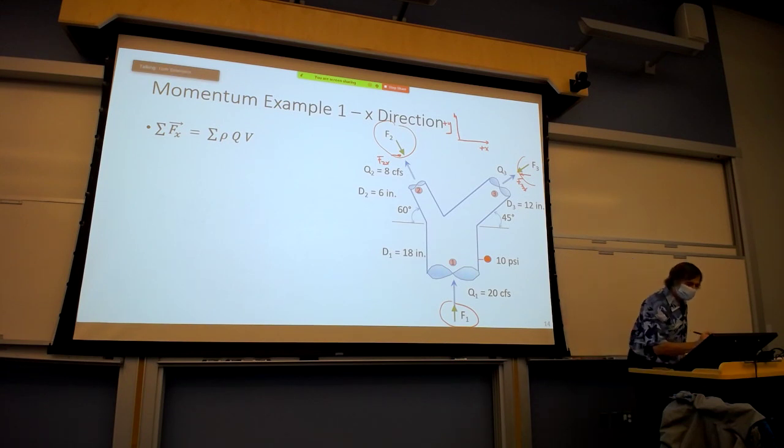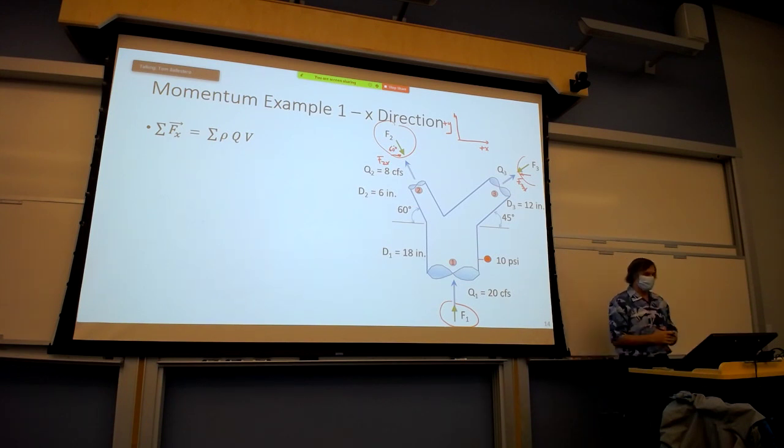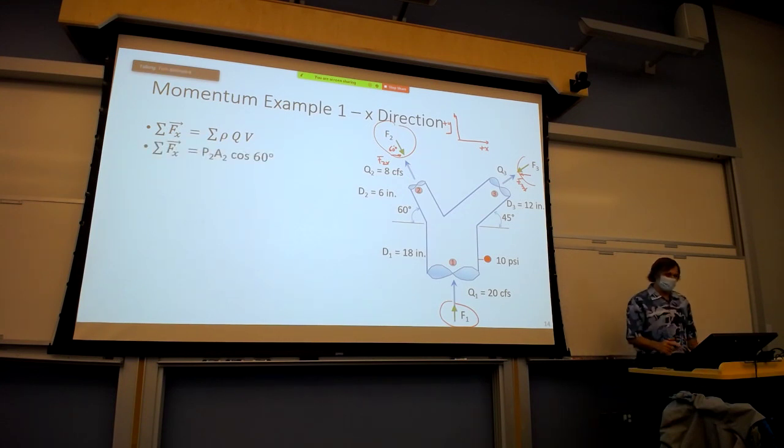So if you know these angles, 60 degrees, then F2x would be F2 cosine 60, F3x would be F3 cosine 45. So they're pretty straightforward. So in the x direction, what we would have first is P2A2, which is F2x.